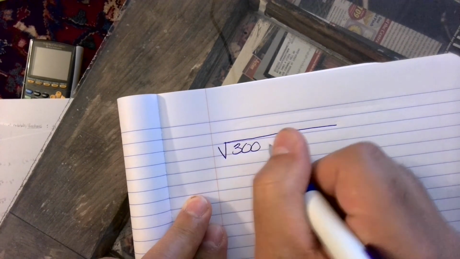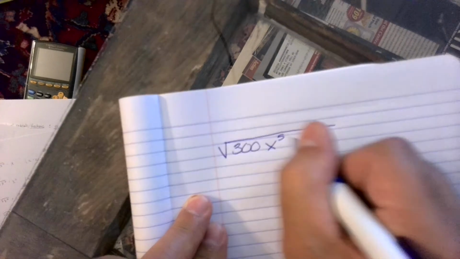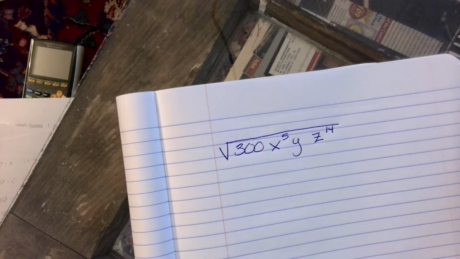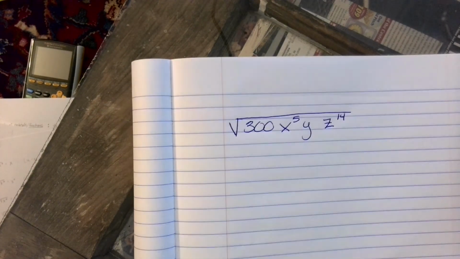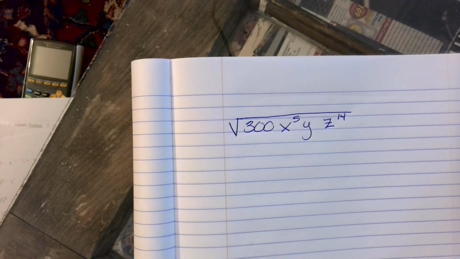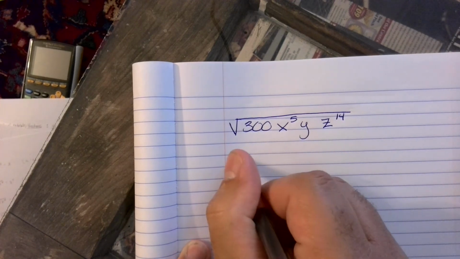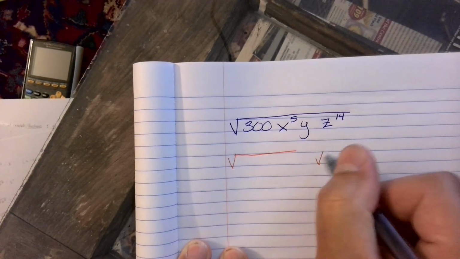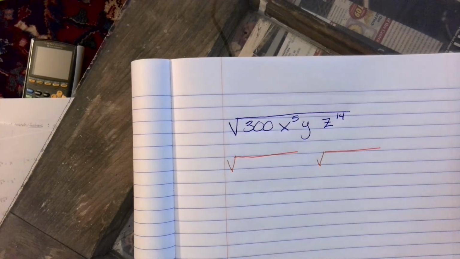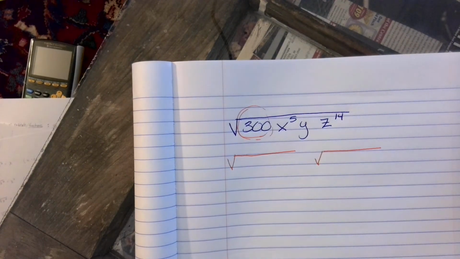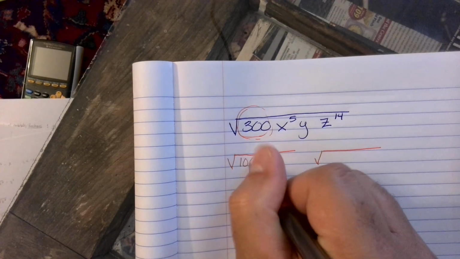So say I had 300 x to the 5th, y, z to the 14th. And I asked you to simplify that. Well, there is no square root of 300, so let's start by making our two sets of radicals here. Give yourself enough room. And then we're going to look at these one by one. We're going to look at the square root of 300. There is no square root of 300, so I want to break it up. What's the largest perfect square that goes into 300? I'm going to say 100.